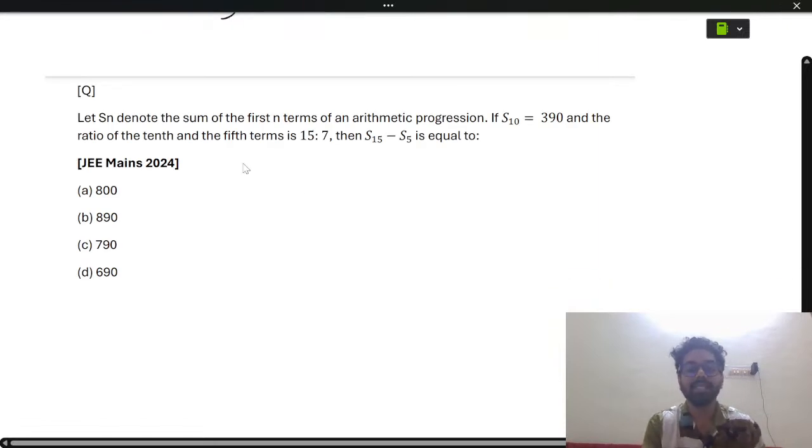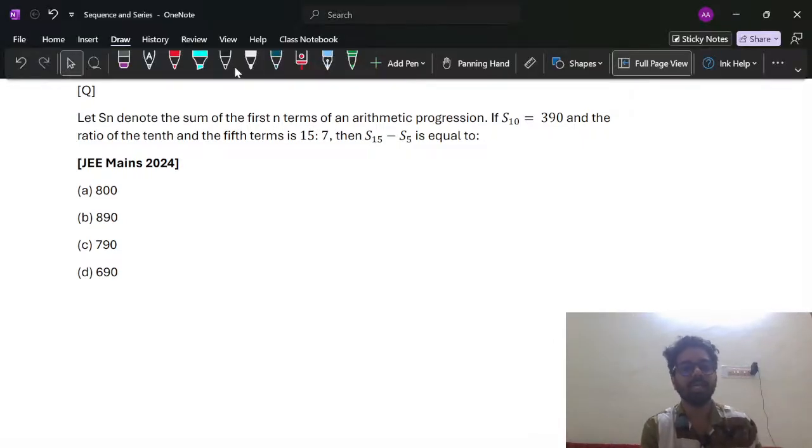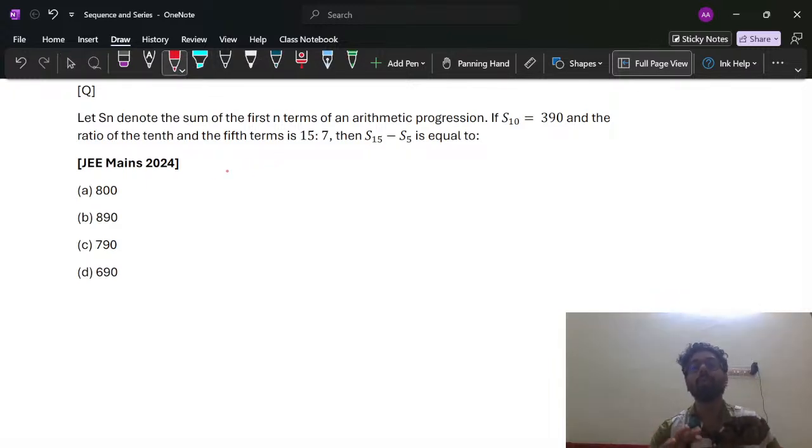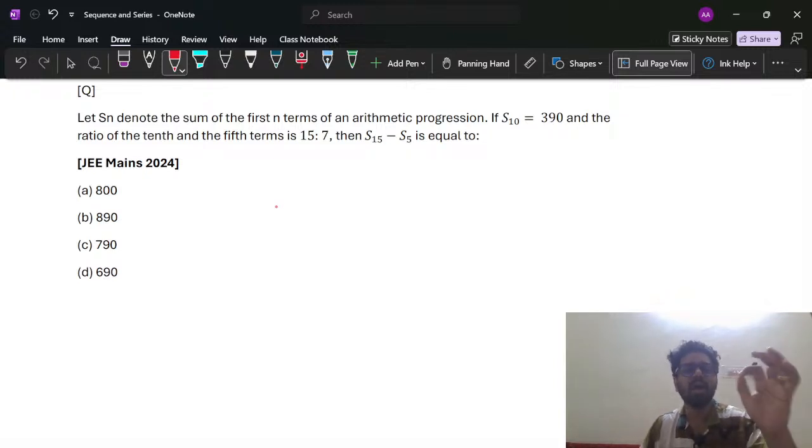The next question says, let Sn denote the sum of the first n terms of an arithmetic progression. Yesterday I said I will discuss in detail how we get the sum. It's very important, guys, because these tricks are used in special series. Special series was one of those topics rumored to be deleted and not to come, but in 2024 it literally mass murdered the students.